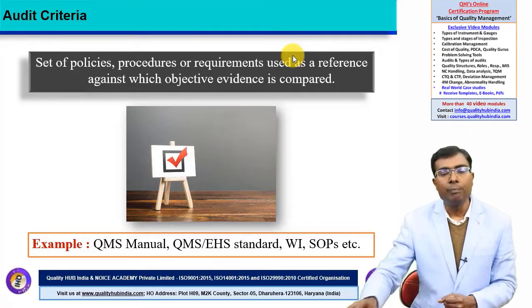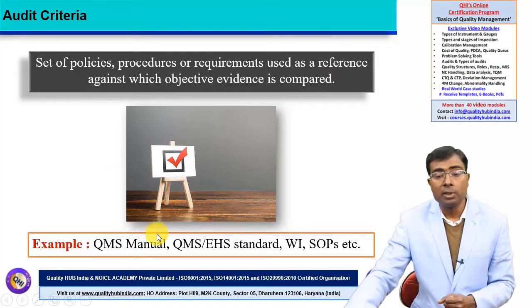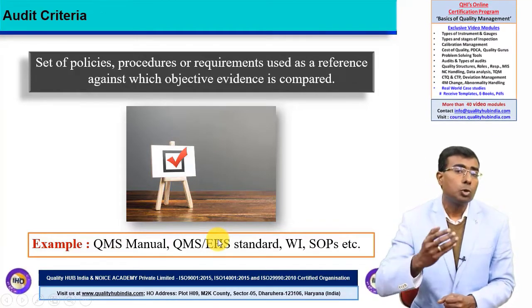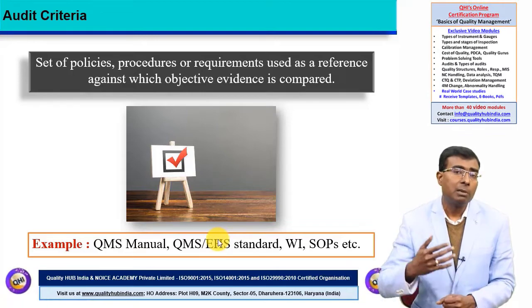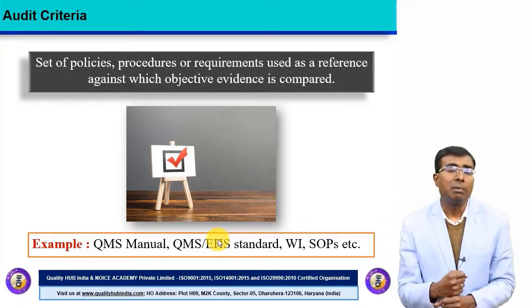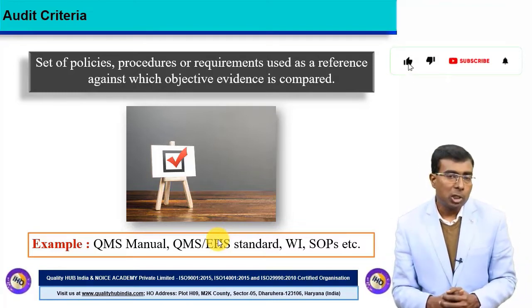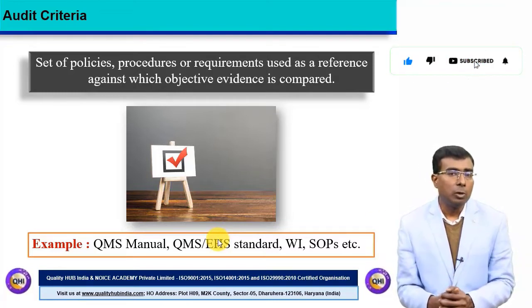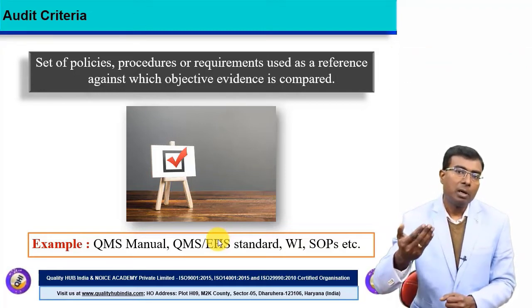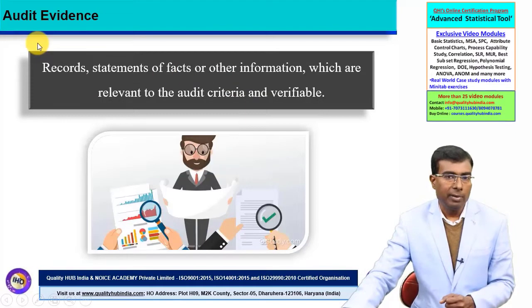So what could be the criteria? Criteria could be the manual of the department or the organization. There could be standard procedures, work instructions, maybe some regulatory requirements, some external agencies' requirements, maybe customers' requirements. So those could be the criteria. Based on those criteria, auditors are going to review the systems, and then they are going to declare their reports. And the next term is audit evidence.